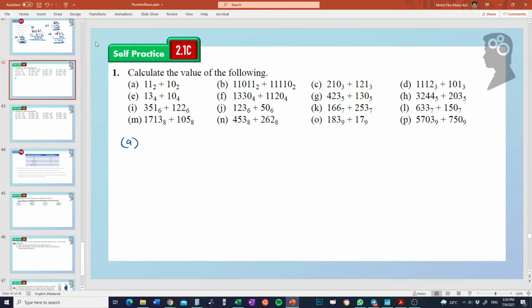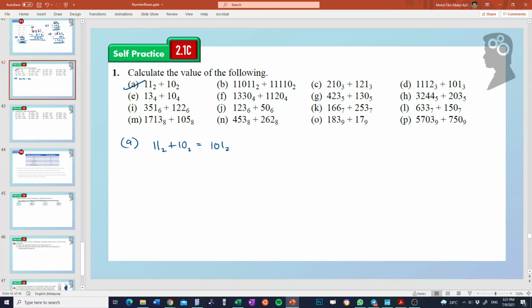A is 11 base 2 plus 10 base 2. Berapa jawapan dia? 101 base 2. Okay, Zaris kata 101. I don't want to comment whether that's right or wrong, ya. I want to hear from everyone. Macam mana yang lain? 101 base 2. Okay, Syafi and Zaris answer the same answer. Yang lain? Sufia? Sama cikgu. Sufia sama. Aimi? Sama. Okay, good.